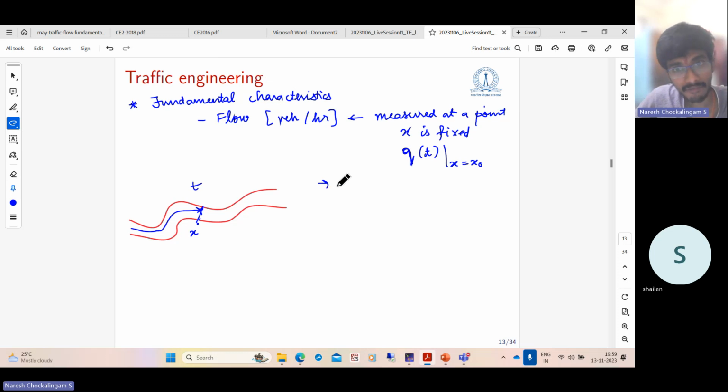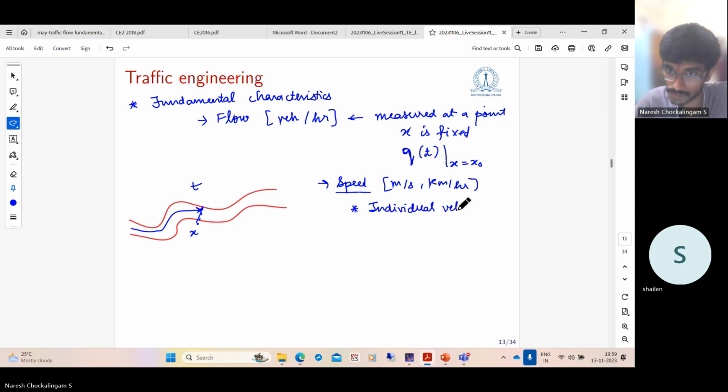The other one is speed. It depends on how we describe speed. Speed is usually, as you know, measured in meters per second or kilometers per hour. This is a measure of how fast the vehicles are moving. But if you talk about an individual vehicle, the speed of an individual vehicle is a function of both x and t. A vehicle while traveling here can be at low speed, and it can go somewhere else at a different speed. That is called spot speed.